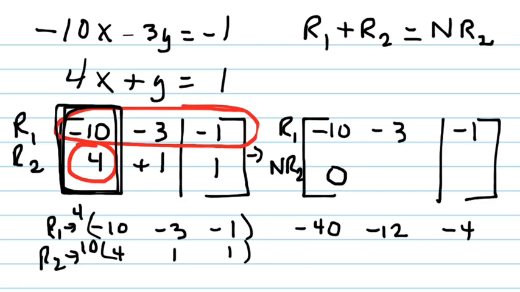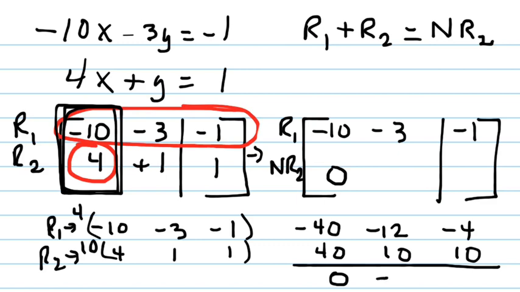In the bottom, multiplying everything by 10 gives me 40, 10, and 10. And now I'm going to take those two things and add them together. Well, negative 40 plus 40 gives me 0. That's the whole point, right? Negative 12 plus 10 is negative 2. And negative 4 plus 10 is positive 6. And this thing is my new row 2. So it goes into my new matrix right there.